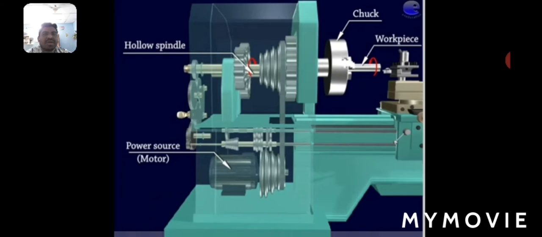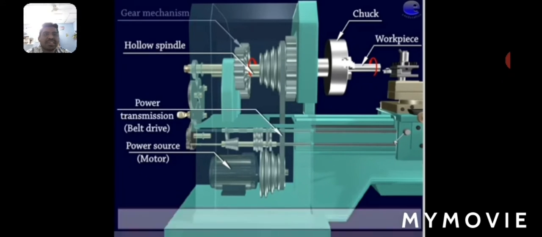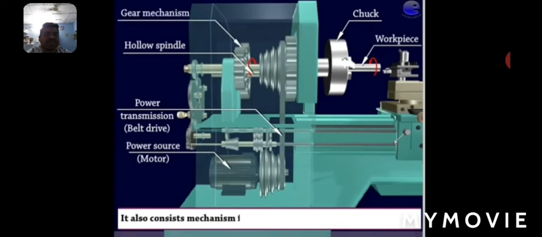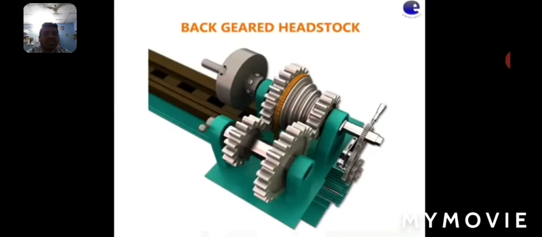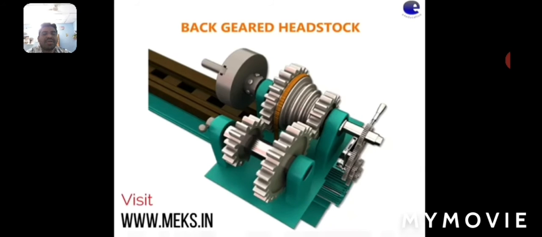So power source, motor. Externally we are using the electric power. Power transmission, that is a belt drive here. It consists of a mechanism for driving and altering the spindle speed, or to control the speed. So back gear, headstock. So gears we will use to control the speed, that may be to increase or to decrease the speed.